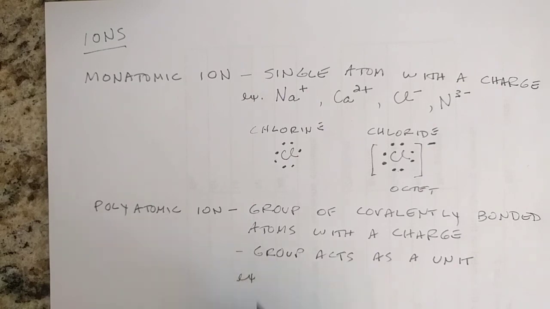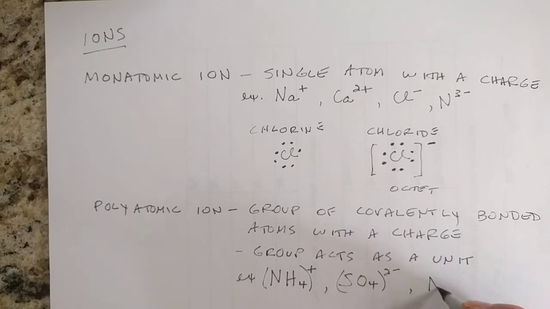So examples of polyatomic ions, and they can be positive or negative, most are negative. You can have NH4 with a +1 charge, and sometimes you'll see it written like this, and sometimes you'll see it with parentheses. We can have SO4 with a 2 minus charge. And another example, NO3 with a -1 charge.